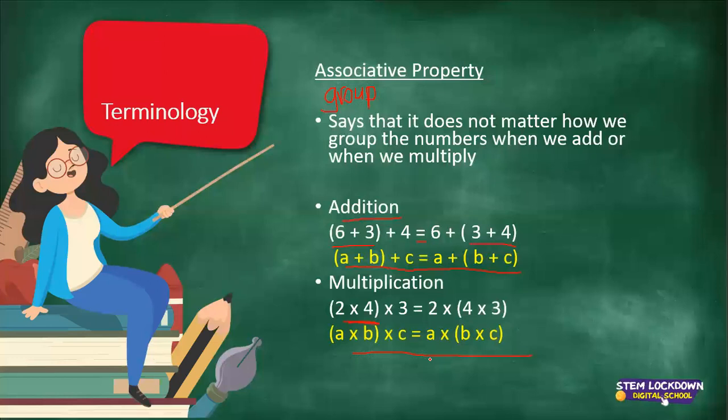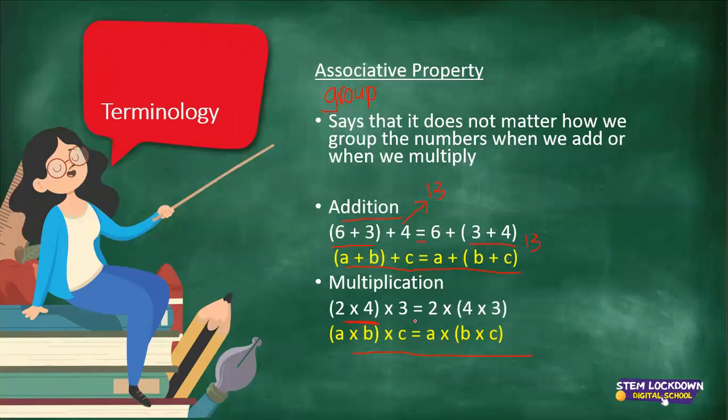Okay. Basically, what I was saying is that if I'm multiplying and I'm shifting my bracket, I'm grouping my terms, the answer will be the same, right? The answer will be exactly the same. For example, 6 plus 3 is 9. 9 plus 4 is 13. Or 3 plus 4 is 7. 7 plus 6 is 13. So these are the same, right?